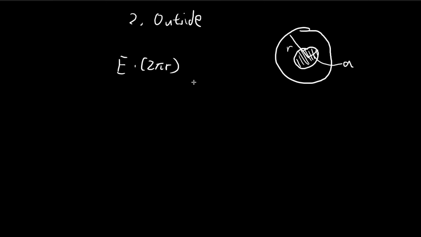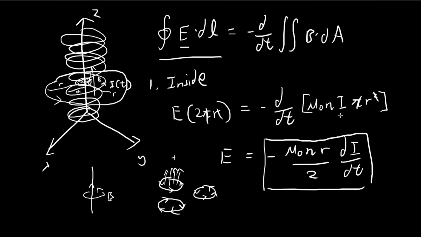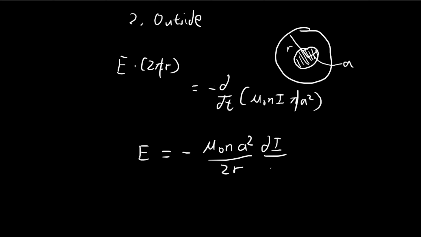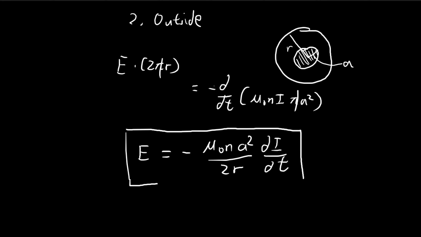So the change in flux is equal to the magnetic field mu n I times the area pi a squared. As opposed to the previous example where we used r squared, because outside of the solenoid there is no magnetic field, we use a squared this time. We can cancel this out. So E is equal to negative mu n a squared divided by 2r times di dt. Once again, the negative sign means the same thing as before, so you can figure it out yourself. So this is the answer.